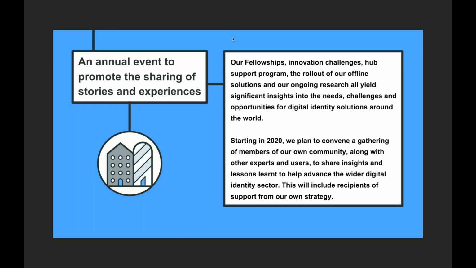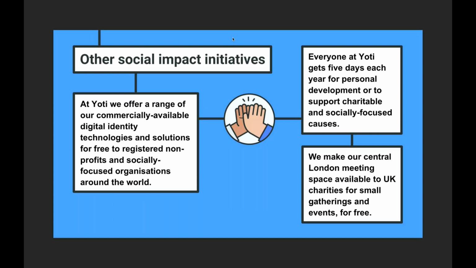And then we also have a few other things that we do. We offer the Yoti service for free to registered nonprofits. We give staff time off for 5 days a year, fully paid, to go and help social causes. We also make our London office meeting space, which can hold about 40 or 50 people, available to charities in the evenings and so on to hold events. So we do a number of side things, which again take advantage of the position that we're in to help organisations that might not be able to do certain things.